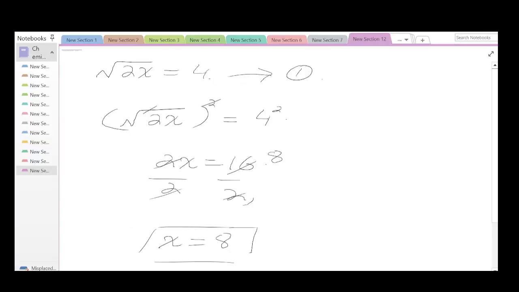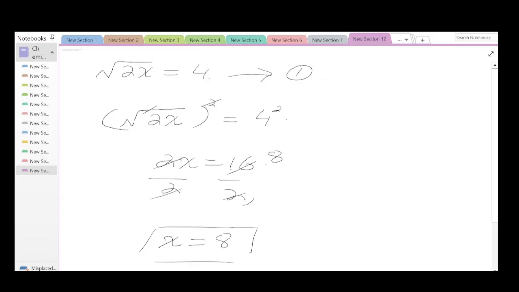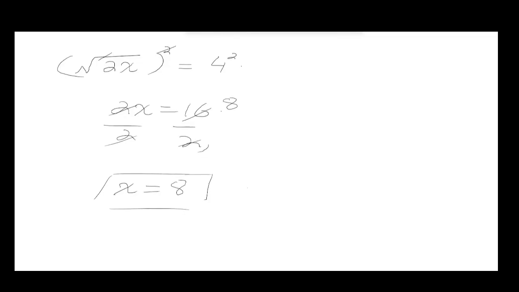Now let's move on to question number 2. In question number 2, we have radical x minus 3 is equal to 2. So here we are going to follow the same steps. We are going to take the squaring on both sides. So let's write the equation. We have radical x minus 3 is equal to 2. So what are we going to do first? Firstly, we're going to take the square on both sides. After that, the square will get cancelled with the square root and x minus 3 is equal to 4.